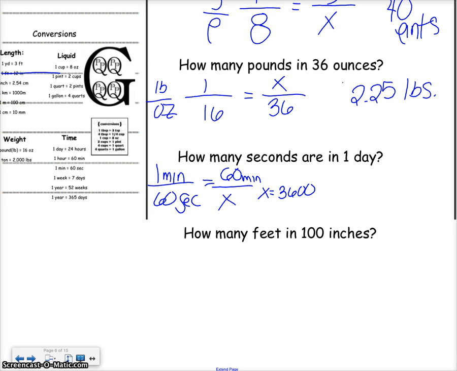Okay? So now I know there's 3,600 seconds in 1 hour. Do you agree with that scale factor? That's what I just analyzed. I just analyzed that 60 minutes is equal to 3,600 seconds.